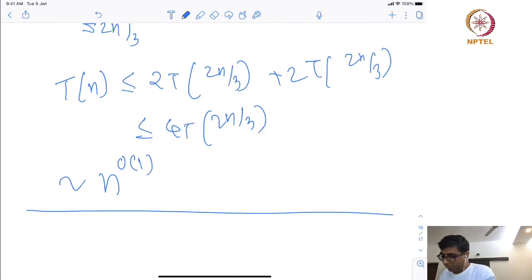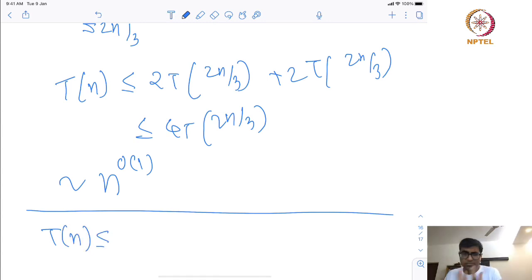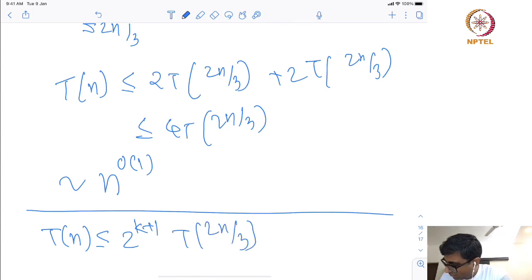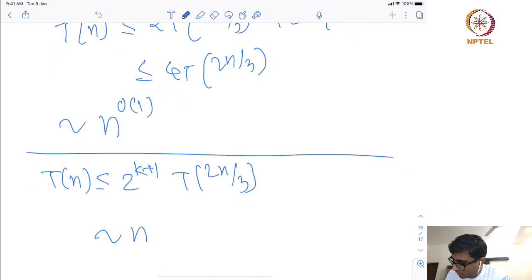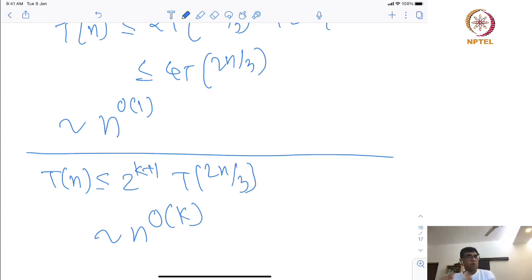And if it had been, for example, a separator of size k, then you will get something like 2k plus 1 times T of 2n over 3, and in my opinion, this should also be something like n to the power big O of k. So we are not going to lose anything. Okay, this is something which we should know, and we should utilize the fact.